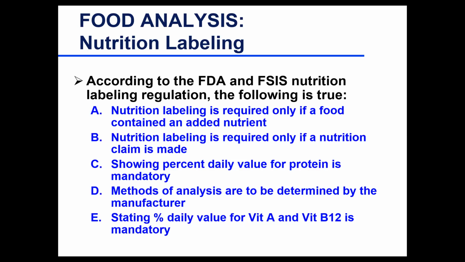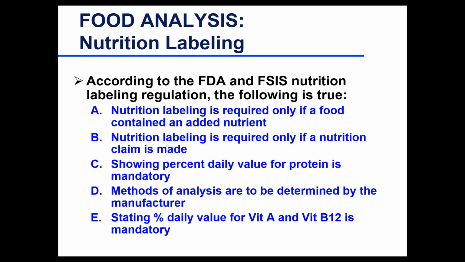Methods of analysis are to be determined by the manufacturer? No. For nutrition labeling, you have to abide by government regulations, FDA and FSIS, and use whatever recommendation is in the Code of Federal Regulations. So you need primary methods. It's not up to the manufacturer to decide. They have to go by official methods of analysis.